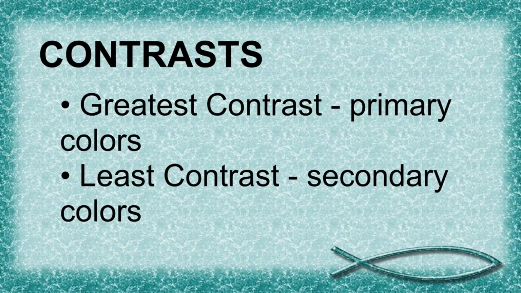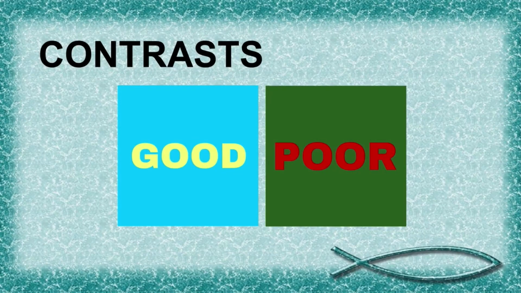Contrast. So for contrast, greatest contrast should be primary colors while the least contrast should be secondary colors. So for an example, the left portion is good because this pair of primary colors has good contrast, while the right portion is poor because this pair of secondary colors has poor contrast.